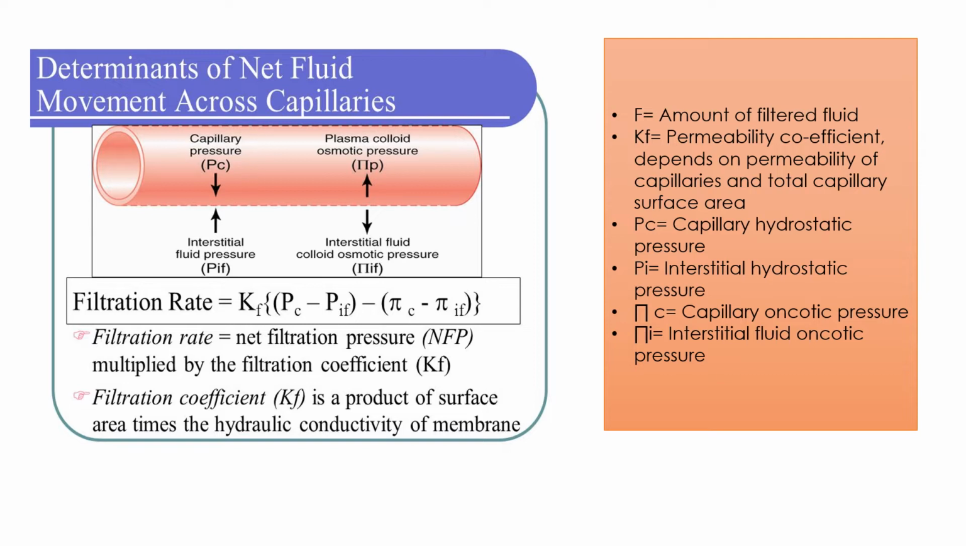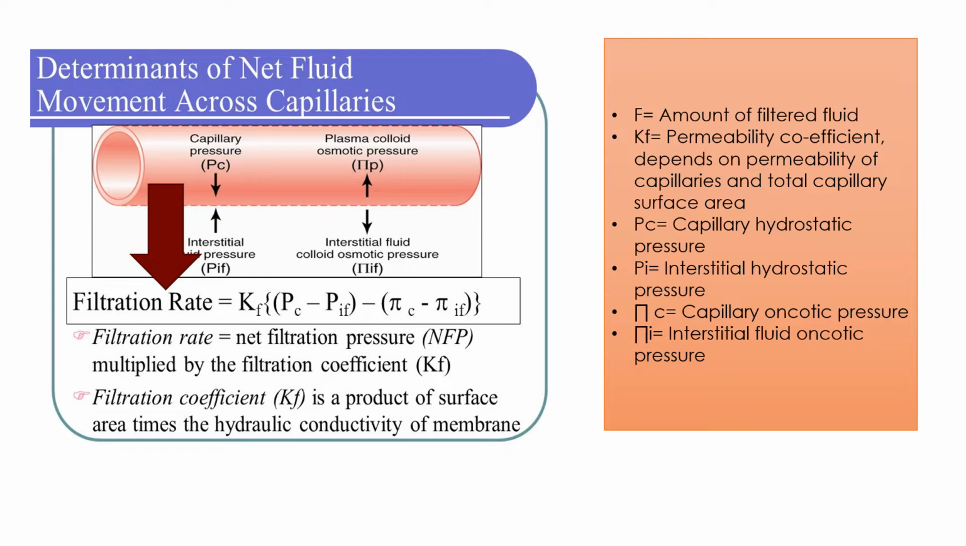Hydrostatic pressure is denoted as P. The hydrostatic pressure of the capillary is Pc and the hydrostatic pressure of the interstitial fluid is Pif, whereas the oncotic pressure of the capillary is πc and the oncotic pressure of the interstitial fluid is πif.